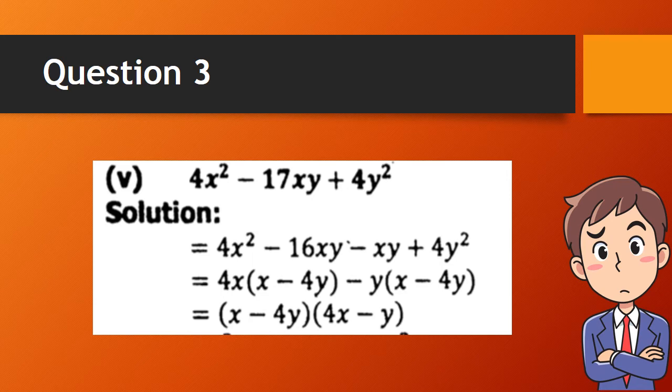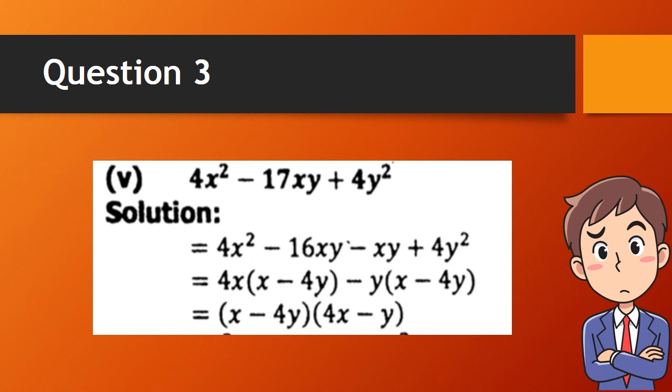In part number 5 we have 4x square minus 17xy plus 4y square. Now you can see that by the midterm method we have 4 into 4, that is 16. So make the factors of 16 such that by adding or subtracting them you will get 17. We have minus 17 in the middle, so if we add minus 16 minus 1 it will give you minus 17. So 4x square minus 16xy minus 1xy plus 4y square will give you the given statement.